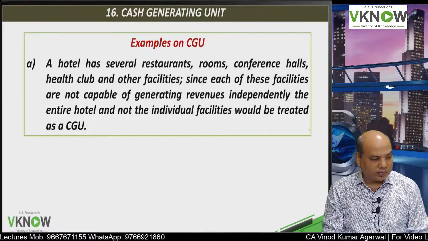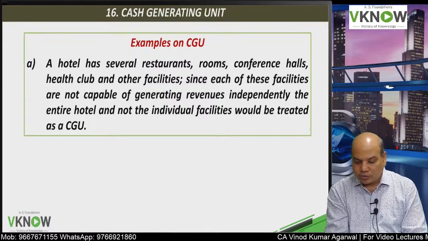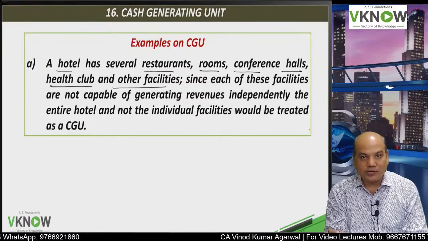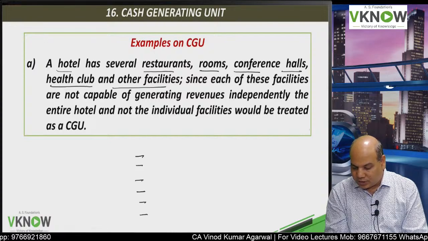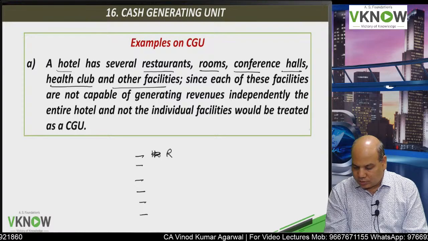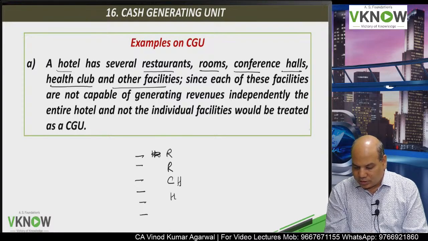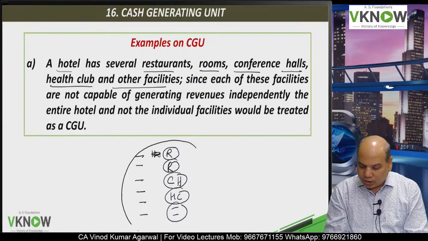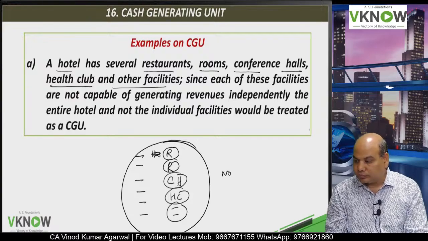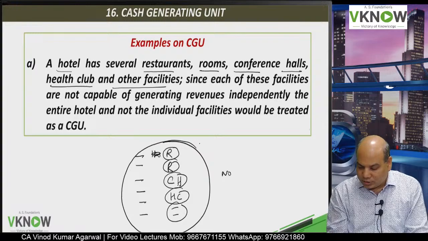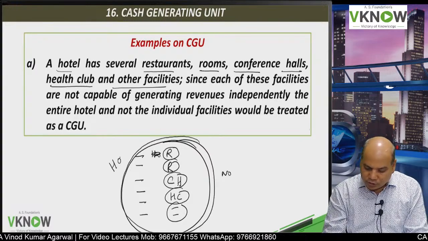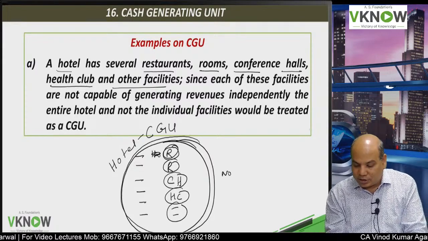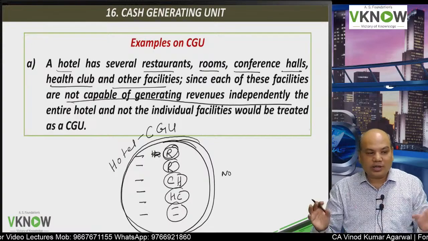Example of CGU. For example, you go to a hotel. In that hotel you will find restaurant, rooms, conference halls, health club, other facilities. So there are different activities happening. Are these generating cash flow independently? The answer is no. So if I have to apply impairment testing, I will have to apply it to the entire hotel. So the hotel is the cash generating unit because rooms do not generate independent cash flow. They depend on other activities also.